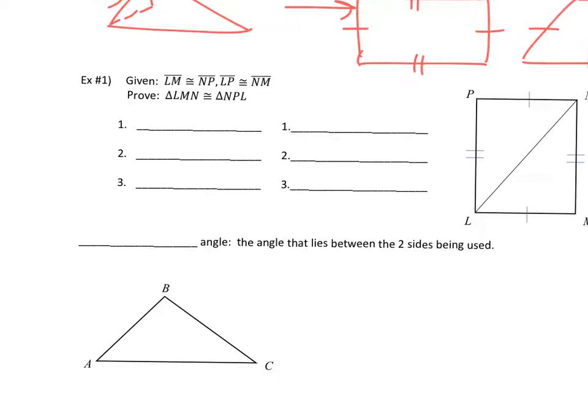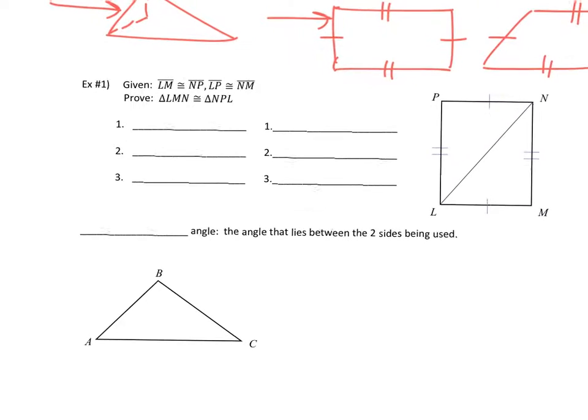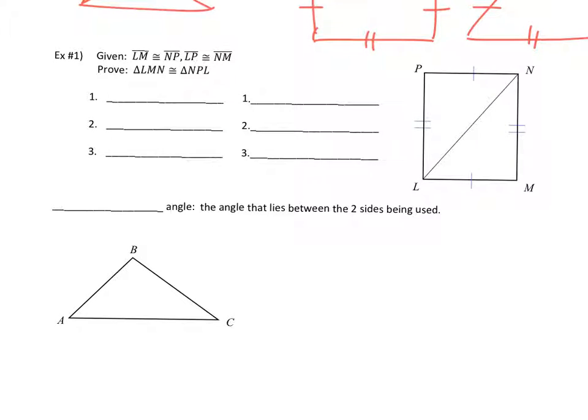Okay, so we're gonna do a couple proofs. The first one is this. Here's the thing with proofs, guys. You need to mark up what you know. So I gave you the markings here, but if they don't give you the markings, draw the figures and mark them up because that's what helps you get to where you need to be. So on this first one, it says LM is congruent to NP and LP is congruent to NM. So we know that information. Now, knowing what you just learned with SSS, what's the one thing we need to know is true?